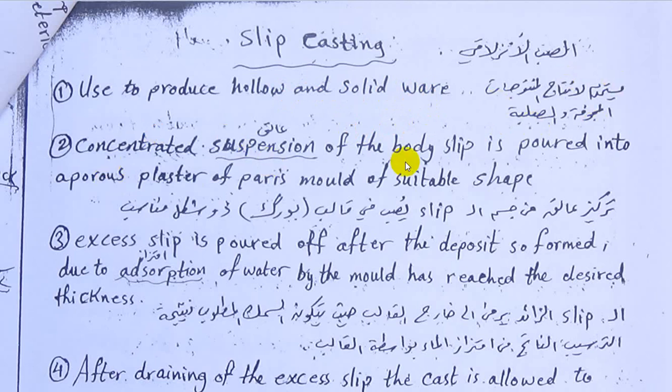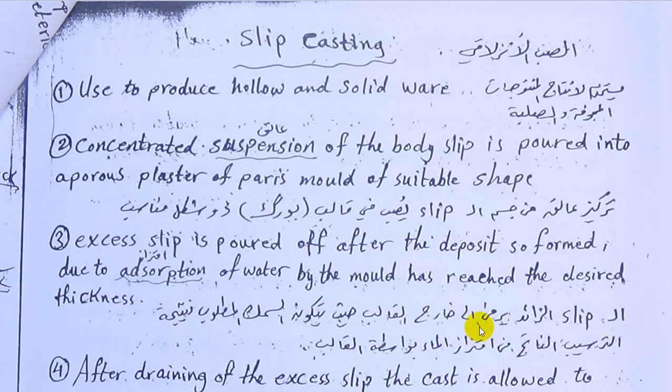A concentrated suspension of the body slip is poured into a porous plaster of Paris mold with a suitable shape. The excess slip will be thrown out of the mold, where the required thickness is formed due to the deposition resulting from the water adsorption by the mold.